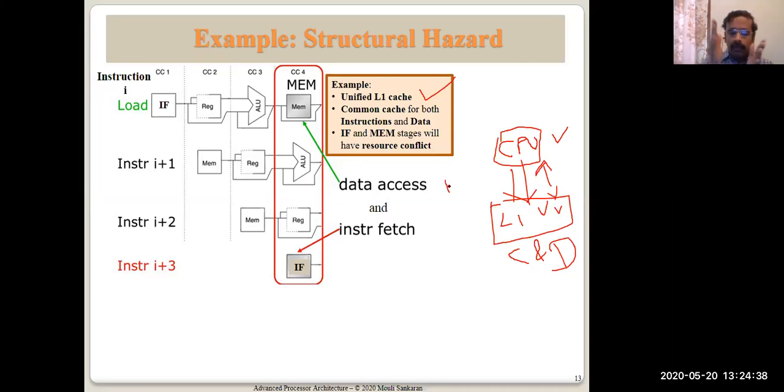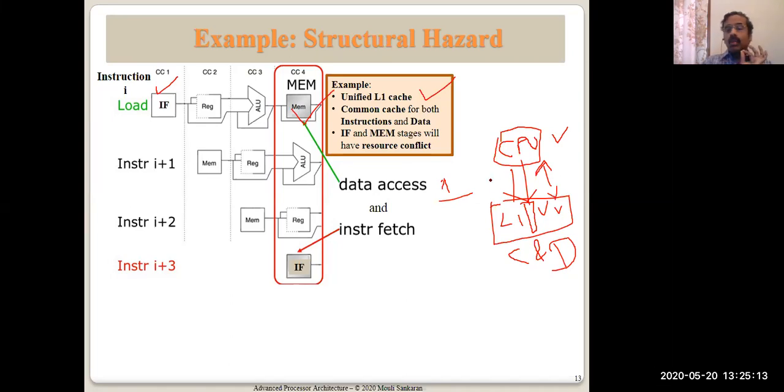Assume my CPU interface with the L1 cache is such that if there is a hit, meaning the code or data that you are looking for is in the cache already, then it's a cache hit. So it can be read in a single cycle. So I can finish the instruction fetch in a single cycle. I can also finish load or store in a single cycle. But it cannot happen together. Why?